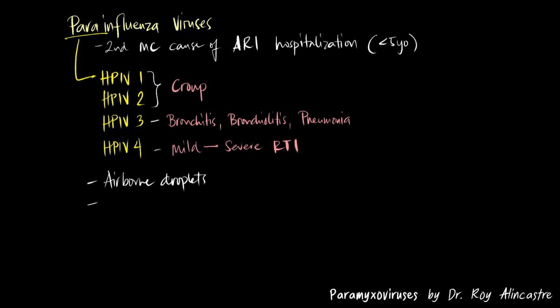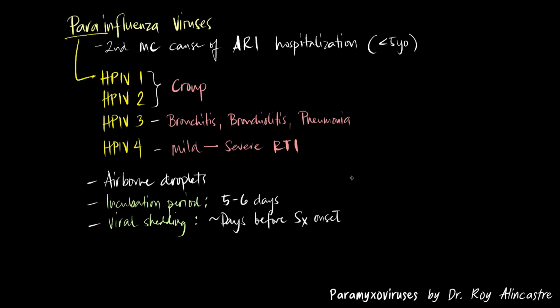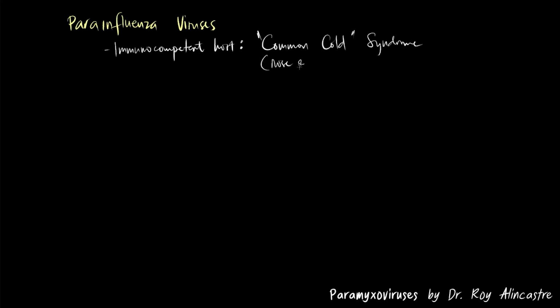Okay, the incubation period is about 5 to 6 days, and viral shedding can start several days before the onset of symptoms until about 1 week after the onset of illness. Although this can be prolonged in those with compromised immune functions, no? And especially in adults with chronic lung disease. But in the immunocompetent host, the involvement is usually limited only to the respiratory epithelium, or the respiratory tract. No? The infection may involve only the nose and the throat, resulting in a common cold.